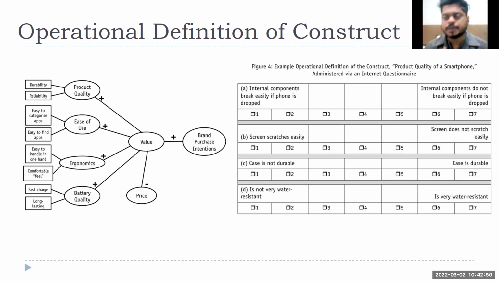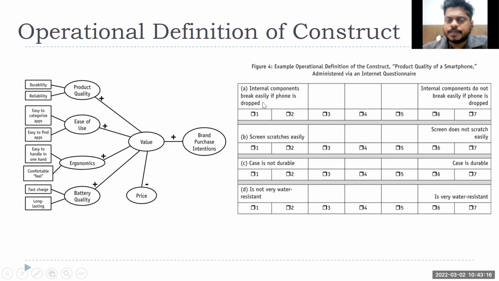You just use that for your own usage. If there are no scales, no items in the existing literature, and that is where we talk about literature. If you go through different research papers, existing research, to find out whether somebody has already done that kind of research, then try to measure it. Then how am I defining this construct called product quality of a smartphone?